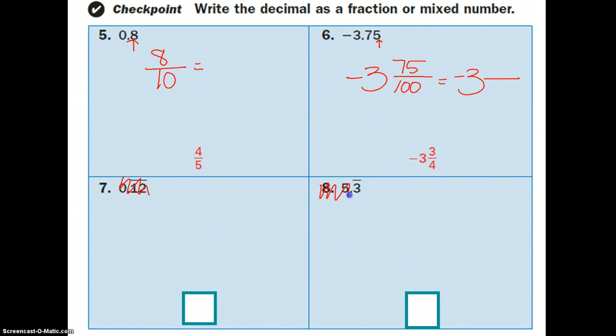My apologies, skip 7 and 8. We did not do how to write a repeating decimal, and you will not see that on the test or quiz.